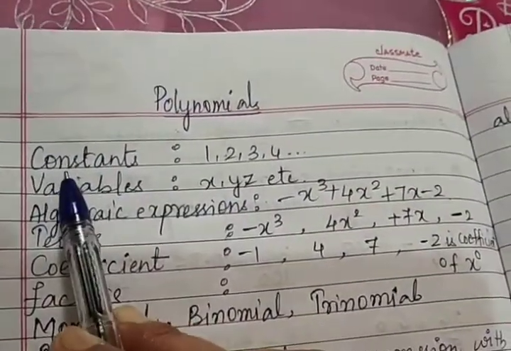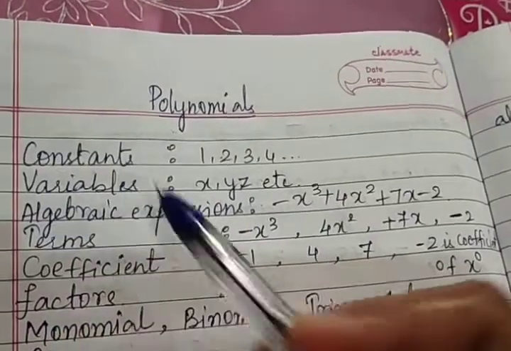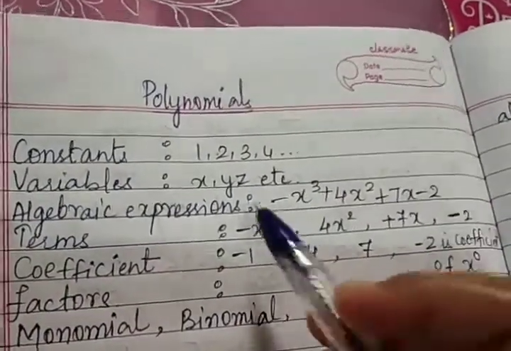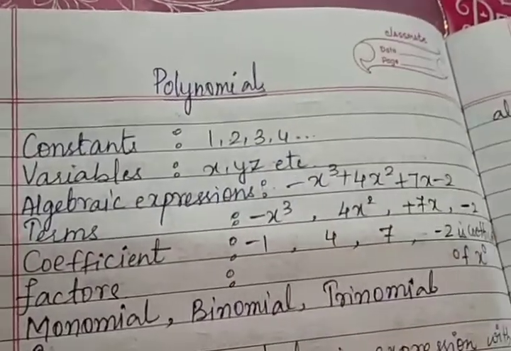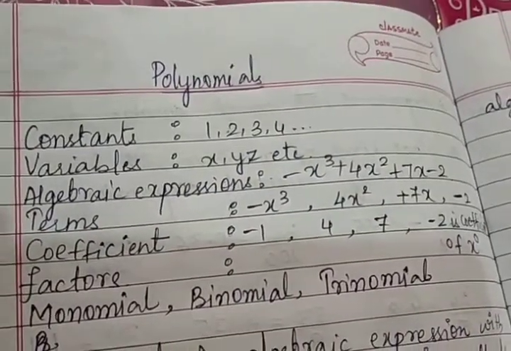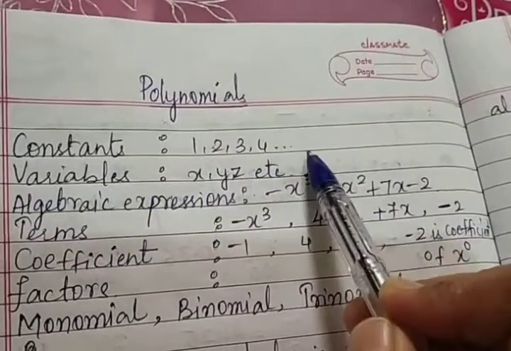What are constants? Constants are the symbols which have a fixed value, like all the numbers, all the numerical factors. These all have a fixed value. They don't change their value at all.